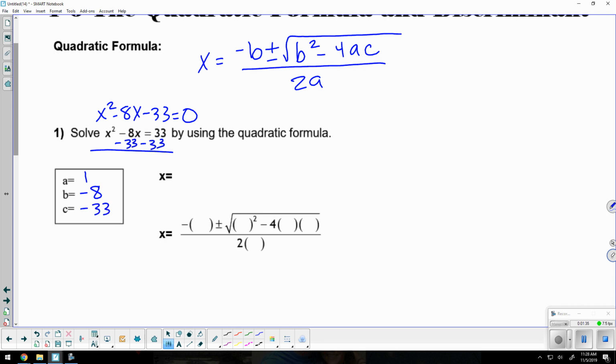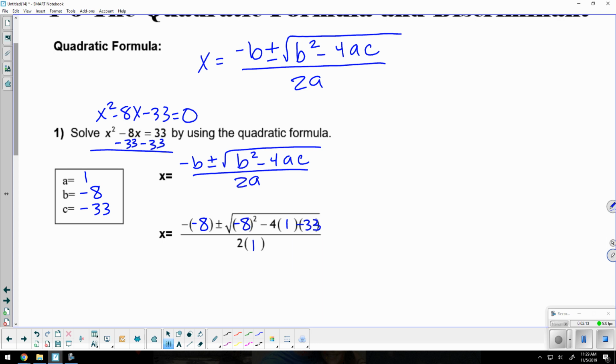Using the quadratic formula again, x equals negative b plus and minus the square root of b squared minus 4ac, all over 2 times a. The more times you write out the quadratic formula, the more you're going to memorize it. Plugging in these numbers: negative b is negative negative 8, plus and minus the square root of negative 8 squared, minus 4 times a, which is 1, times c, which is negative 33, all over 2 times a, so 2 times 1 on the bottom. Now we just need to start calculating step by step.